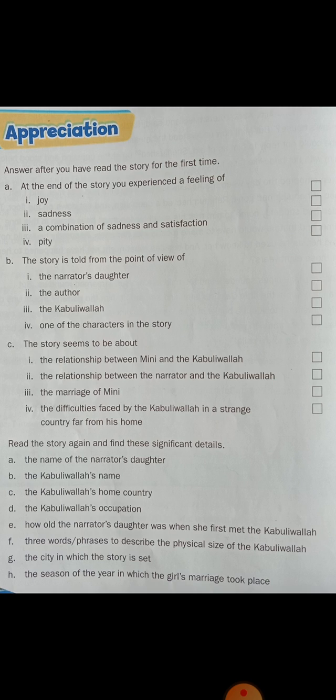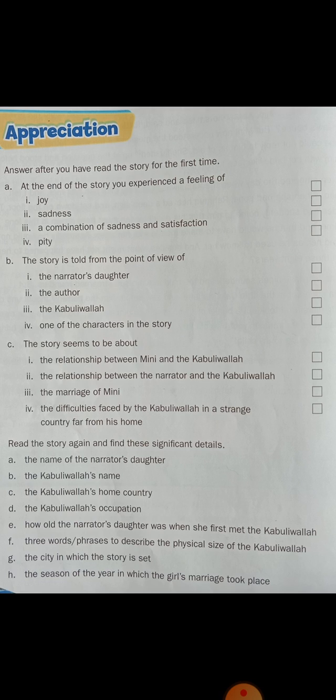Next, how old the narrator's daughter was when she first met the Kabuliwallah. Answer is 5 years old. Next, 3 words or phrases to describe the physical size of the Kabuliwallah. So you can write any 3 words like gigantic appearance, tall turban or stout body. So you can use any 3 phrases or any 3 words to explain. Now next is the city in which the story is set. So the name of the city is Calcutta.